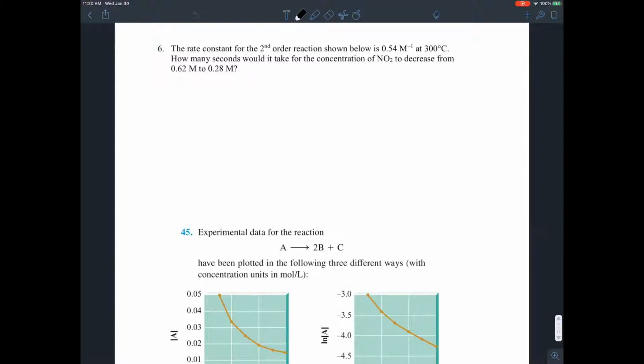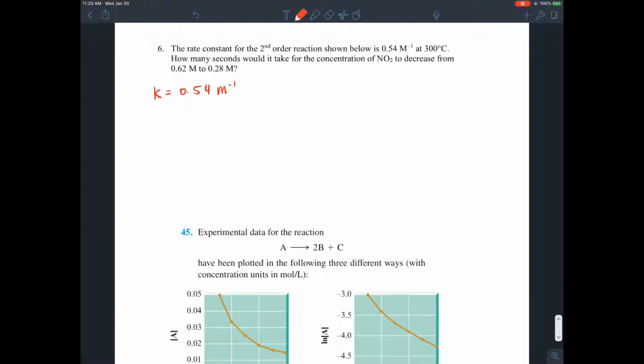The rate constant for a second order reaction shown below is 0.54 reciprocal molar at 300 degrees Celsius. So the rate constant is that k value that we were talking about before. So our k for this is going to be 0.54 reciprocal molar. How many seconds would it take for the concentration of NO2 to decrease from 0.62 to 0.28?